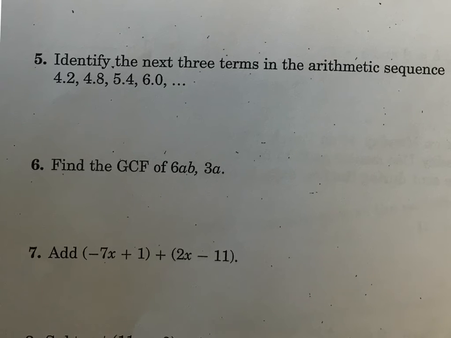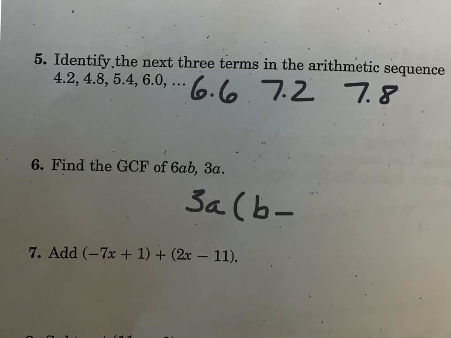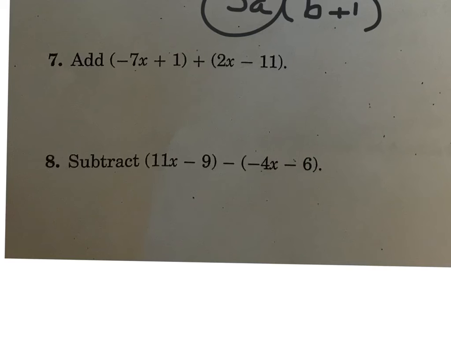For number 5, you're just adding the next 3 terms, and it's going up by 0.6. Greatest common factor between 6ab and 3a. 3a goes into both. And if you distribute that out, you would get b plus 1. The answer is 3a. For the next one, you're just adding them, putting them together. So negative 7x put together with 2x gives you negative 5x. And 1 and a negative 11 will give you 10. So it's 5x plus 10.